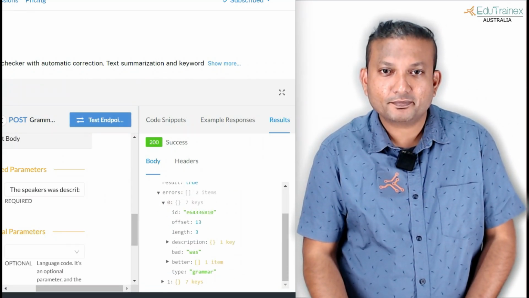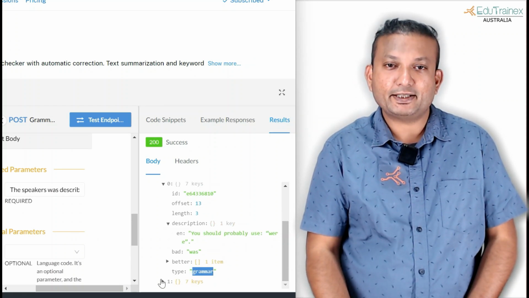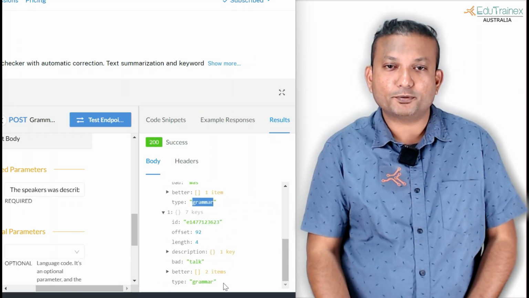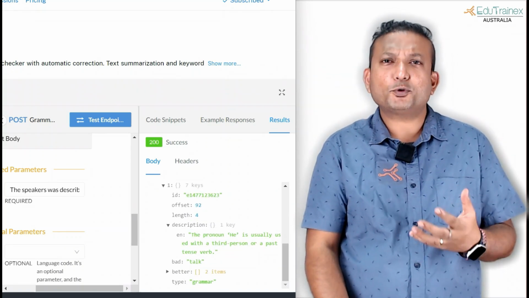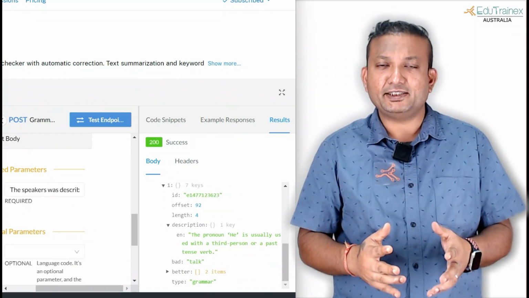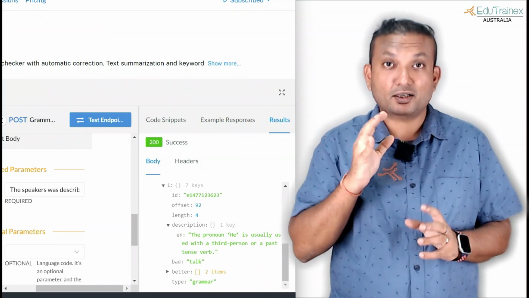You can see the mistake and the description what is given for you. And the same thing is happening for this one. A grammar mistake and a description is provided to you. So that's what happens programmatically behind the scene. Grammars are checked, spellings are checked, and then it is marked appropriately.